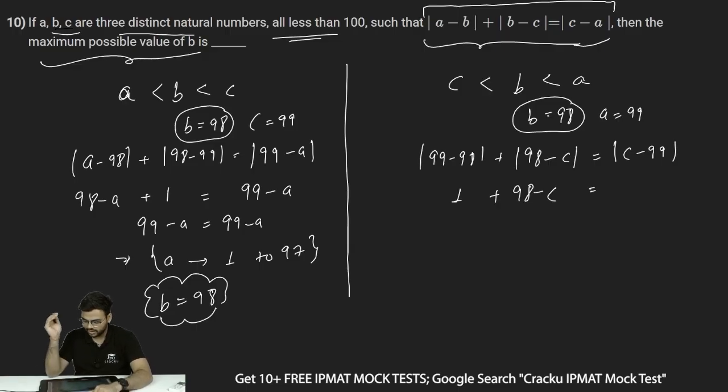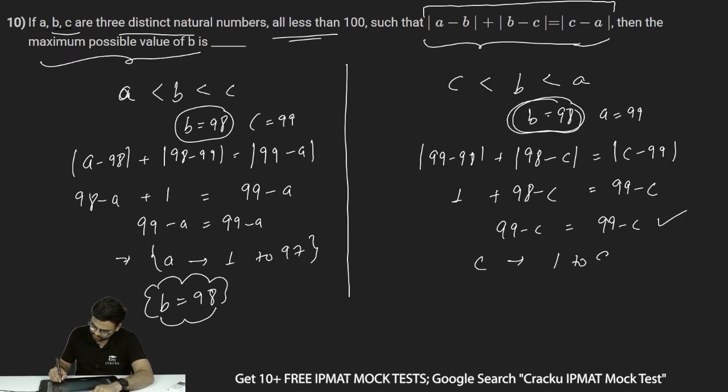And c minus 99, c is less than a. In this case c is less than a, so c minus 99 will be 99 minus c. So again 99 minus c is equal to 99 minus c. So b equal to 98 is satisfying this criterion as well. C can be any value from 1 to 97, and thus the maximum possible value for b can be 98.